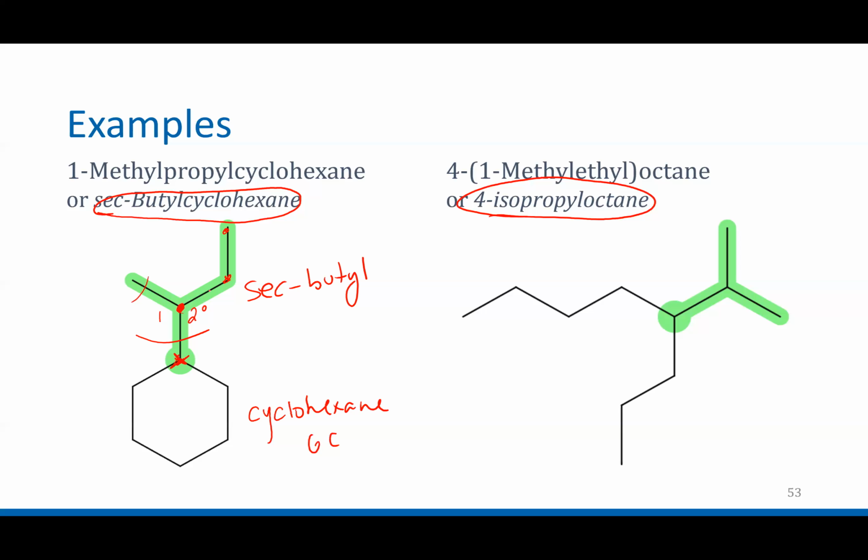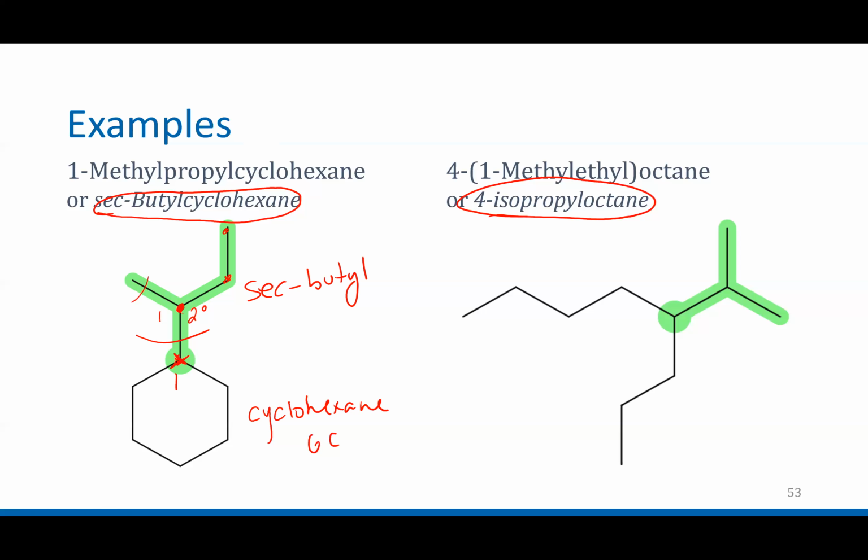So the name, nice and easy. You could call this 1-sec-butyl cyclohexane, but just like in math class, we don't technically need the 1. So you could call this 1-sec-butyl cyclohexane. That sounds hard to say. Or you could just call it sec-butyl cyclohexane. You don't need the 1. Yeah, I think it's good news too. Okay, so let's go into the next one.